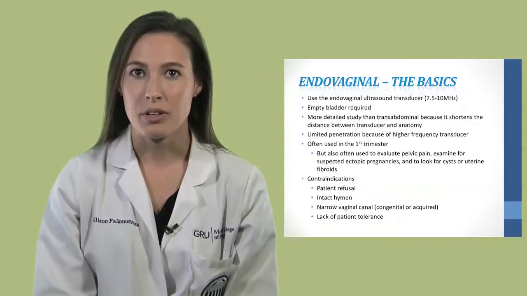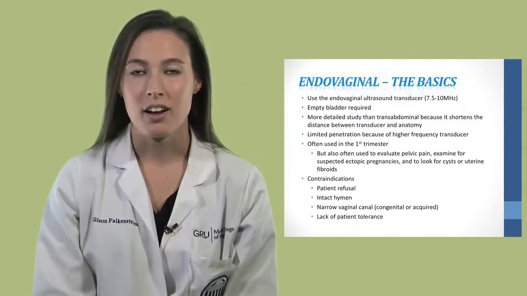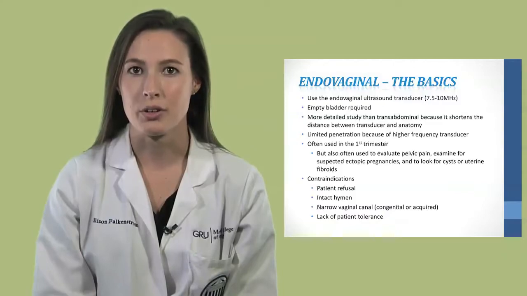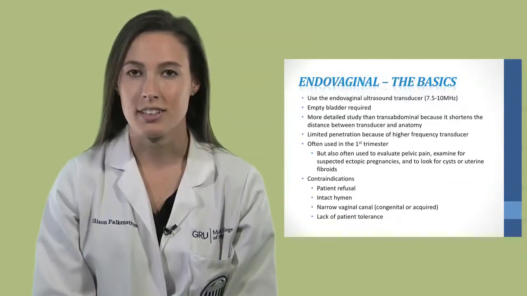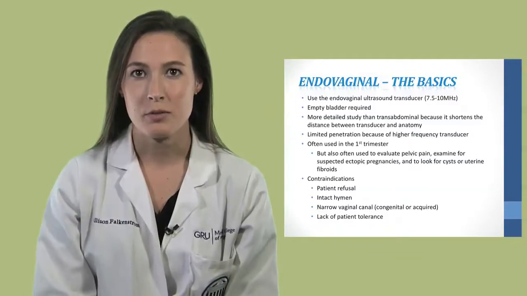Endovaginal ultrasound can be used to evaluate the ovaries or uterus when suspecting an ectopic pregnancy, or to look for pathologies such as ovarian cysts or uterine fibroids. It is also often used during the first trimester of pregnancy to document the presence of an intrauterine pregnancy. Contraindications for this procedure include patient refusal, intact hymen, narrow vaginal canal either due to a congenital or acquired condition, and the lack of patient tolerance.